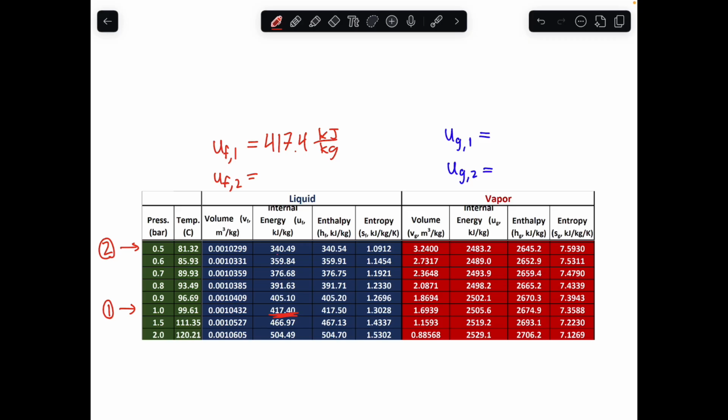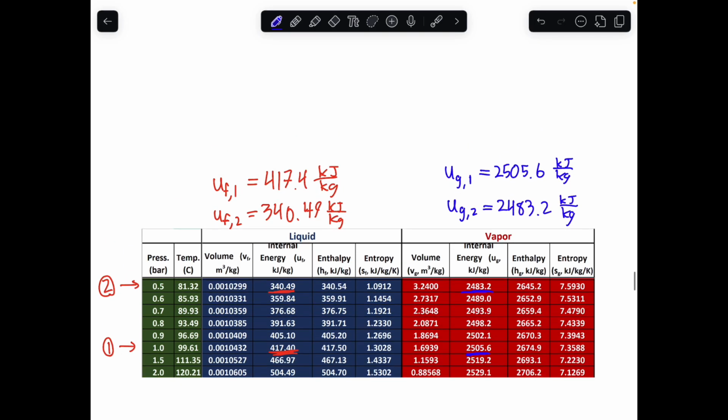And then UF at state 2, remember it drops to 0.5 bar, so then we have 340.49 kilojoules per kilogram. And then on the other side, we have our saturated vapor phase. So UG1 is going to be this value, 2505.6 kilojoules per kilogram. And then UG2 is just going to be 2483.2 kilojoules per kilogram. And now we can just plug these into the equations that we have and solve.